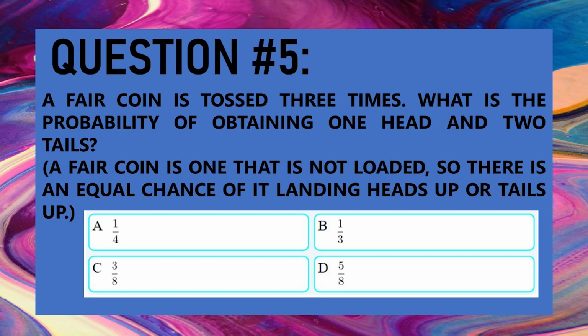What is the probability of obtaining 1 head and 2 tails? Remember, a fair coin is one that is not loaded, so there is an equal chance of it landing heads up or tails up. Letter A, 1/4. Letter B, 1/3. Letter C, 3/8. Or letter D, 5/8.